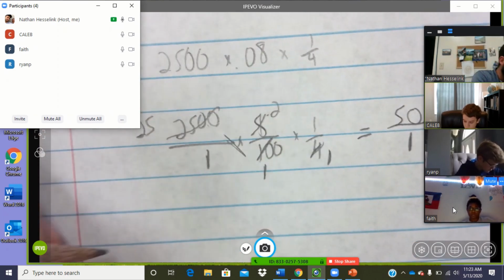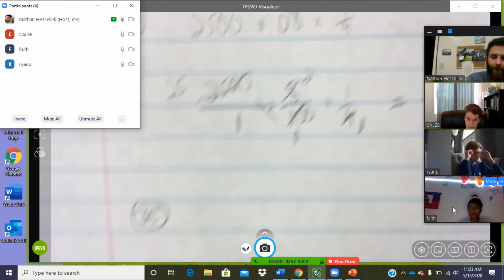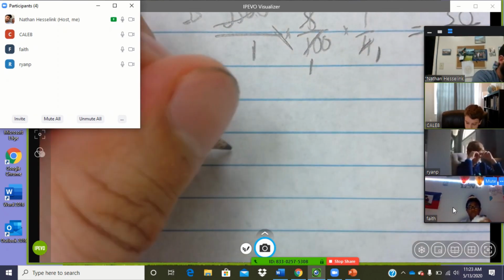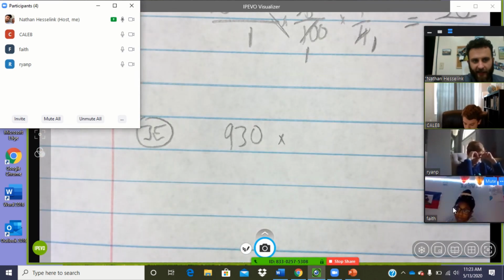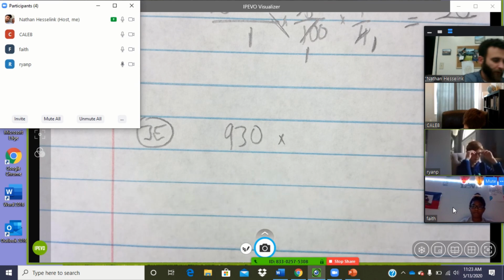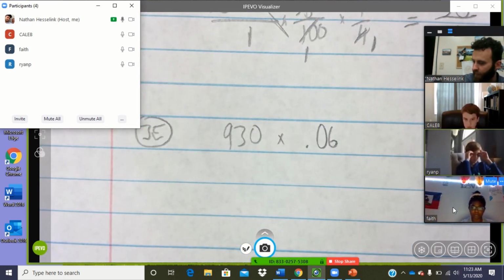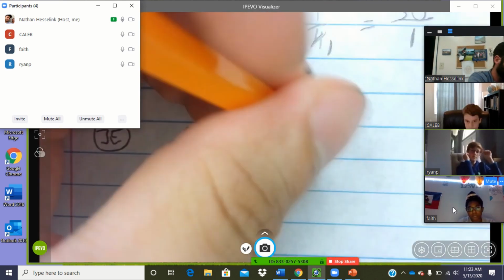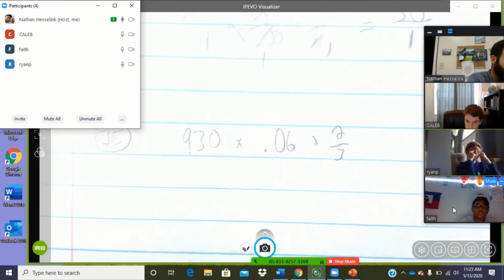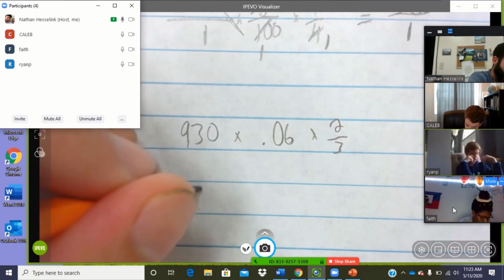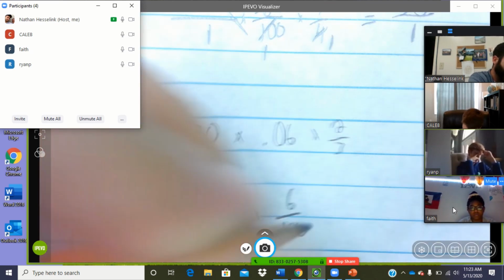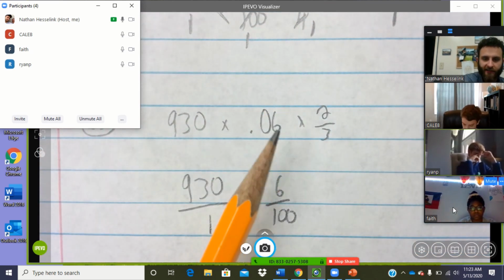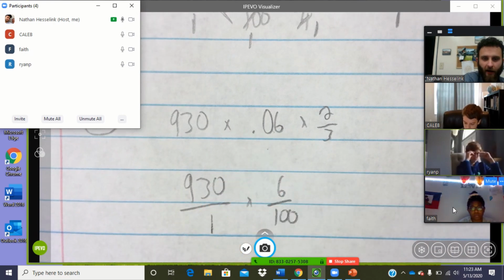Let's do one more, 3E. 930 times, what's 6% as a decimal? 0.06. And what is 8 months of a year? What is a fraction of that? 8 over 12, which is 2/3. Okay. Again, I like making fractions. Remember, 6/100 literally means 6 over 100. That's how I make those fractions.